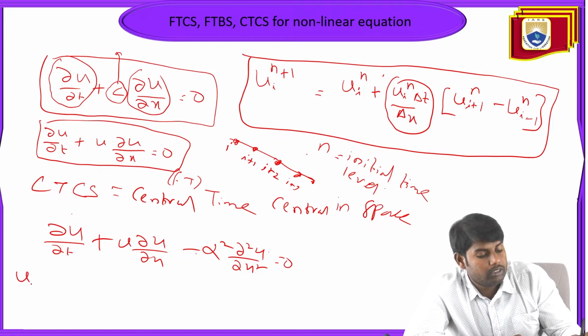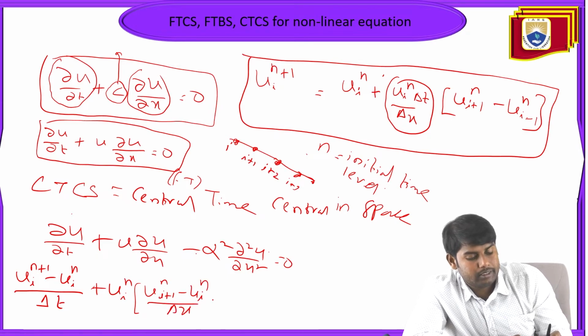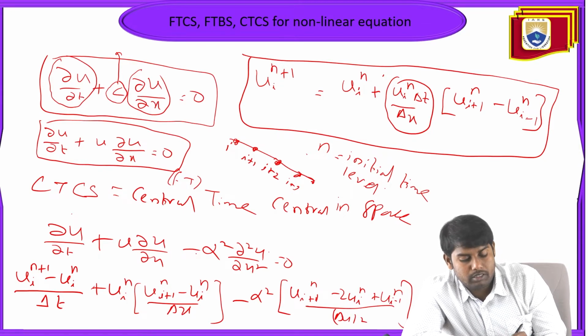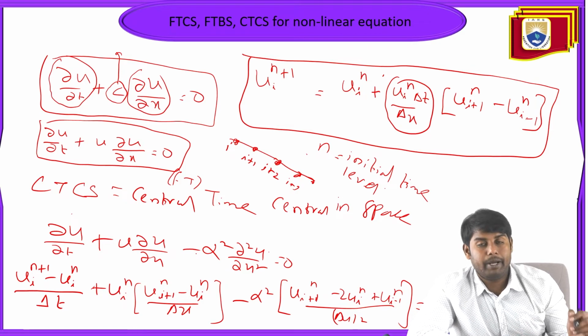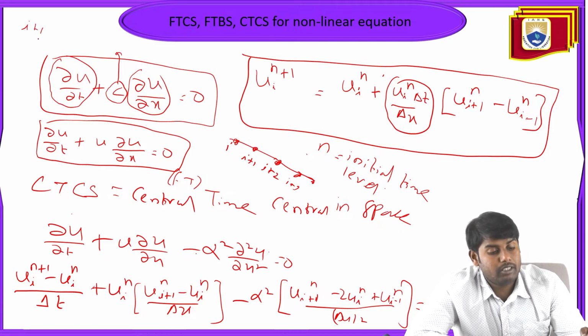So what we will have is (u_i^(n+1) − u_i^n) divided by delta t, plus u_i^n into (u_(i+1)^n − u_i^n) divided by delta x, minus alpha times (u_(i+1)^n − 2 u_i^n + u_(i−1)^n) divided by delta x square, is equal to 0. Okay, so here you can see, when we compare the equations, when you see FTFS, you have the i plus 1 and i terms.